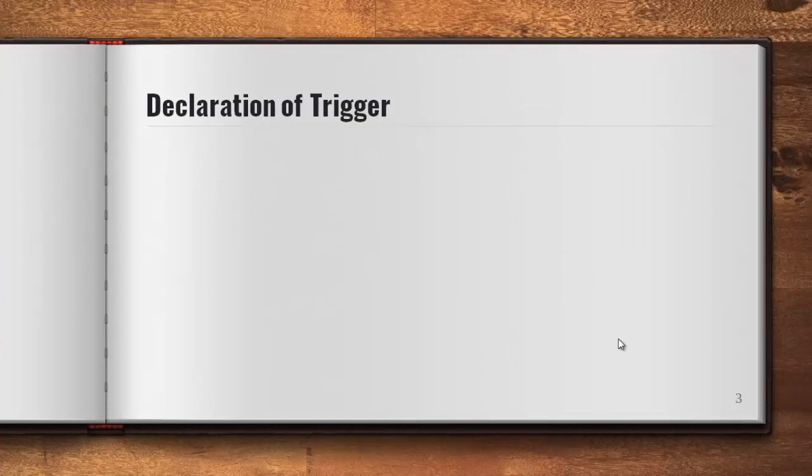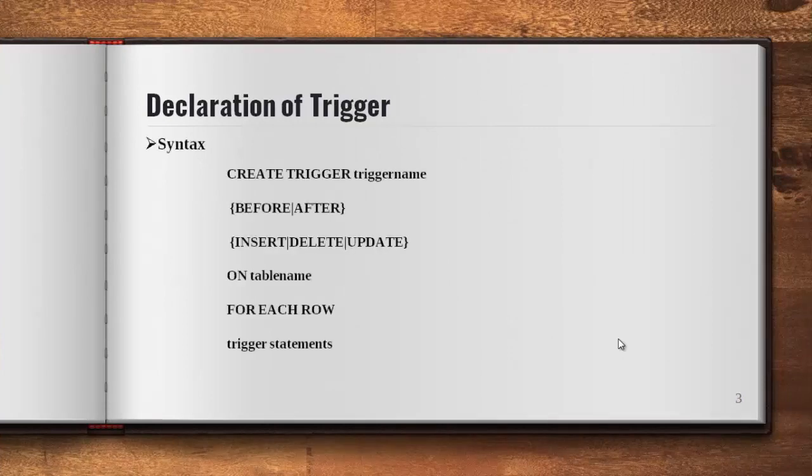And what is the syntax of creating a trigger? The syntax is this: create trigger, the trigger name, and we have to provide before or after, then on which DML statement it is for, insert, delete, or update, and on which table name. For each row indicates that for every single row the trigger will be initiated, followed by the trigger statements. We'll be looking into the declaration of the trigger one by one.